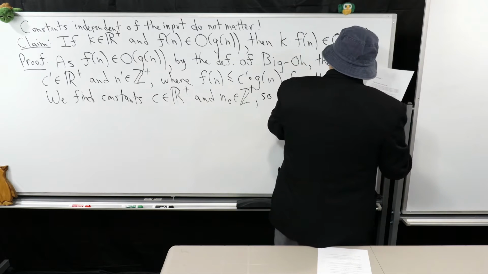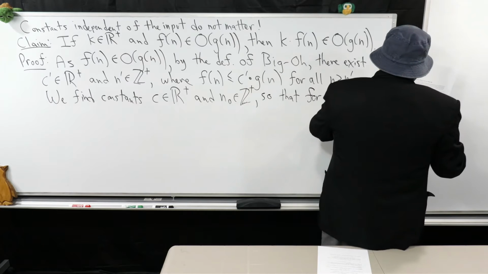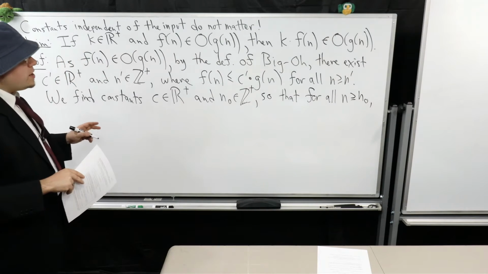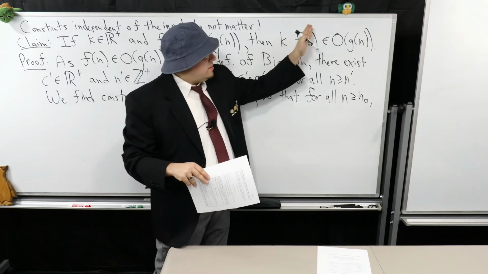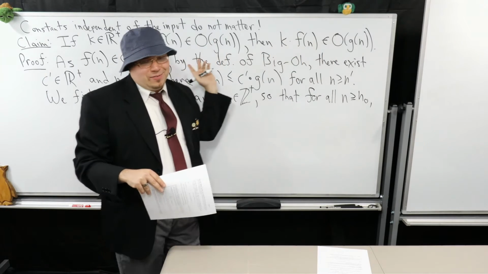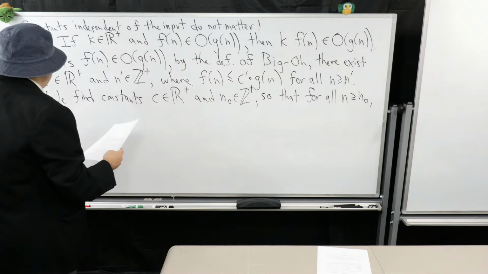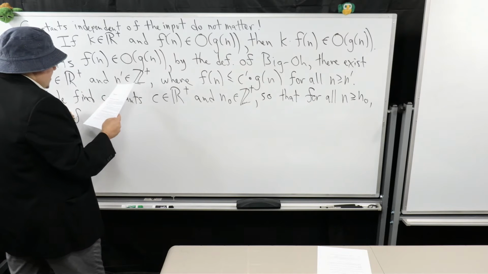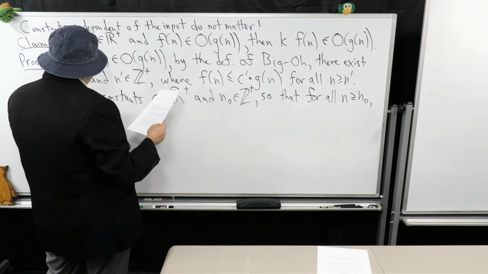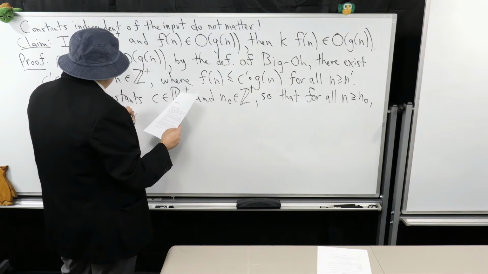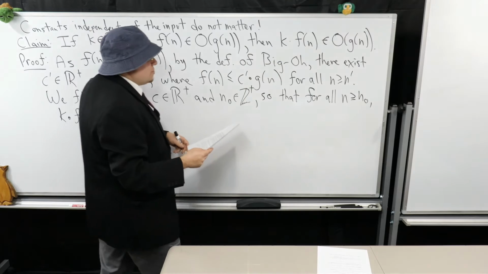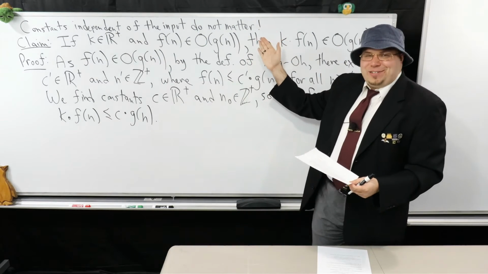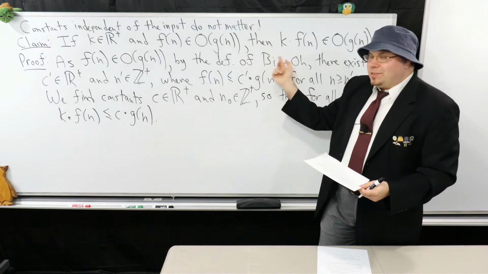for all n greater or equal to n0, what are we trying to prove? We're trying to prove this right here. This is our goal. We want to try proving this given this information. So I'm going to write k times f of n is less than or equal to c times g of n. Remember, I can't assume what f and g look like. The only thing I know is that f is big O of g, which is why I invoke this definition.